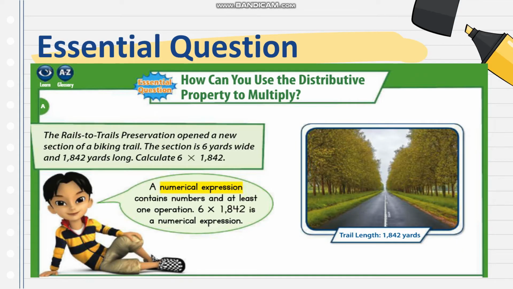How can you use the distributive property to multiply? The Rails-to-Trails Conservancy opened a new section of a biking trail. The section is 6 yards wide and 1,842 yards long. So let's calculate 6 multiplied by 1,842 using the distributive property.